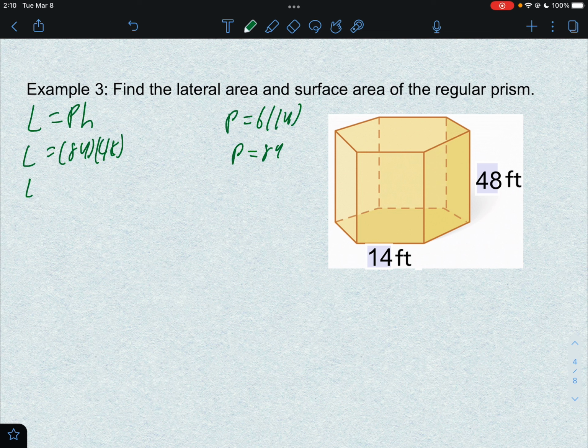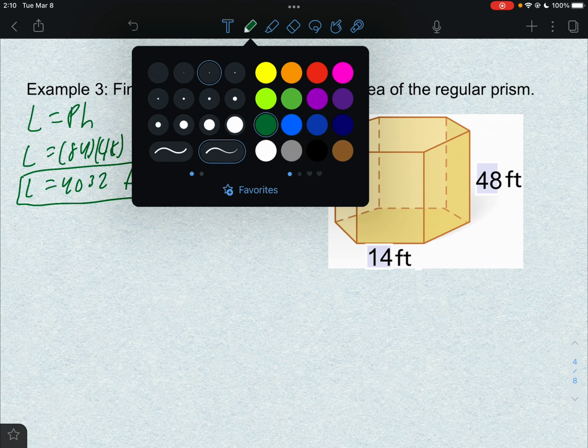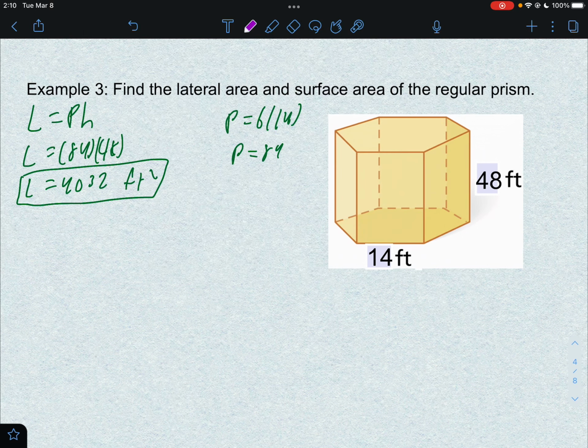So our lateral area is 4,032 square feet. Unfortunately, the total is going to be a lot harder than that. So our total is going to be 4,032 plus 2b. Well, what is b? b is that hexagon, which we spent a lot of time finding areas of hexagons recently.